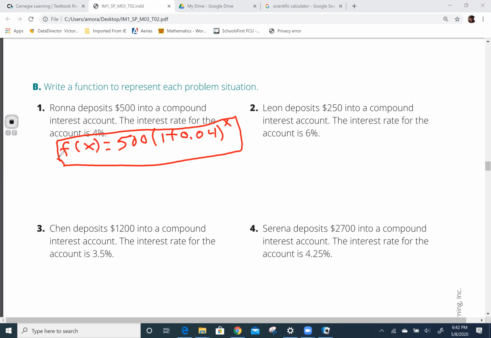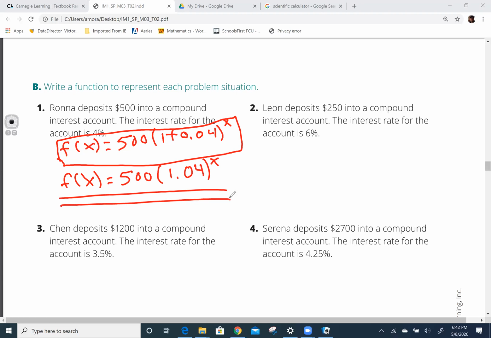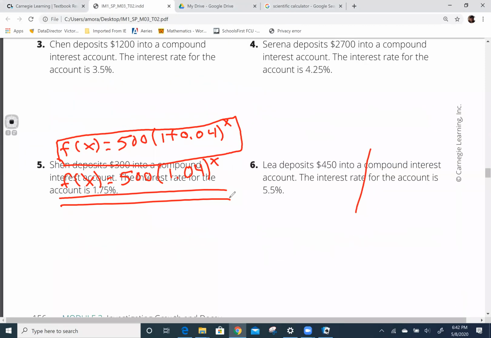You know what, better yet, let's go ahead and simplify this part. So let's go f of x is equal to 500 times 1.04 to the x power. This is a little bit better, okay? So just add those together and that gives you the 1.04, okay? So that's it for B. Let's go to the next section, section 4. Okay, let's clear that.